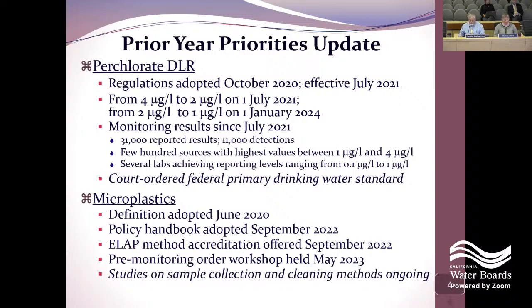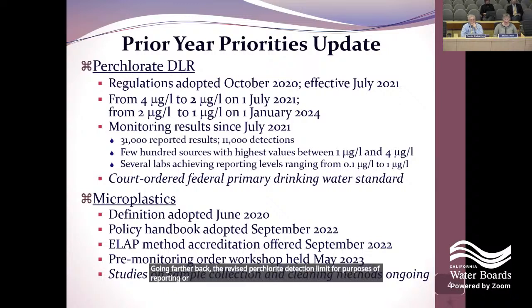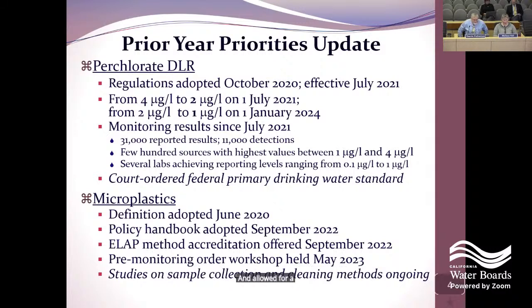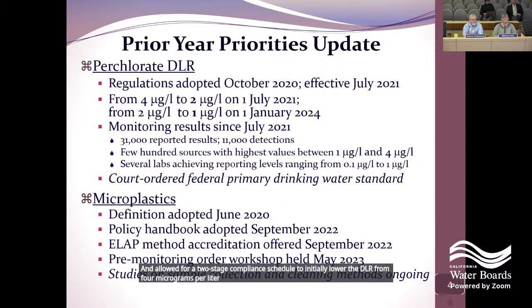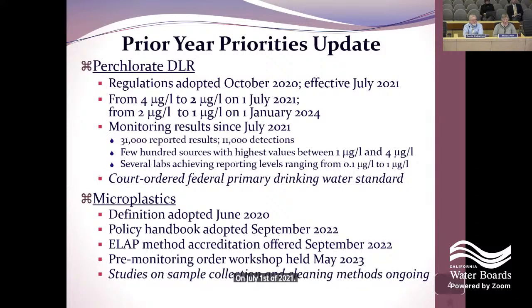Going farther back, the revised perchlorate detection limit for purposes of reporting, or DLR, regulation took effect July 1st of 2021 and allowed for a 2-stage compliance schedule to initially lower the DLR from 4 micrograms per liter to 2 micrograms per liter on July 1st of 2021, and then on January 1st of last year to drop from 2 to 1 microgram per liter.